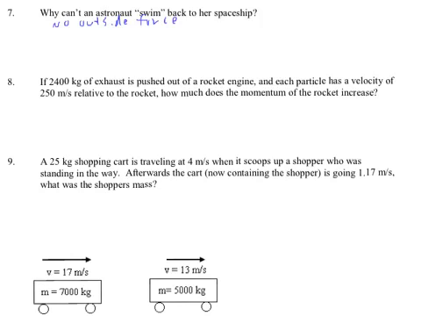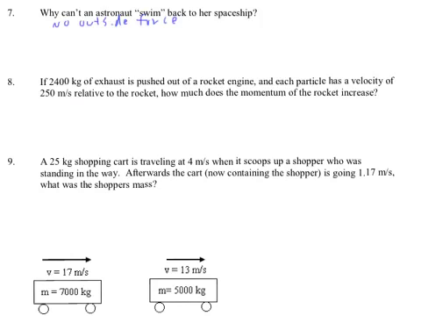All right, let's try this next one. What I've got is I have this much exhaust is pushed out of a rocket engine, and each particle comes out with this velocity relative to the rocket. How much does the momentum of the rocket increase?